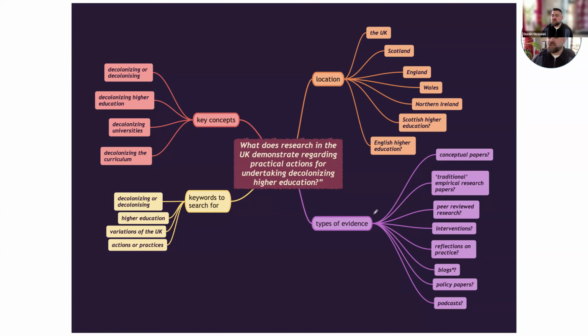And of course, other things. Do you want gray literature? So policy papers are gray literature. So are blogs, although some blogs are actually peer-reviewed. So you might want to consider that as well. And of course, things like media, podcast, video, and so on and so forth.